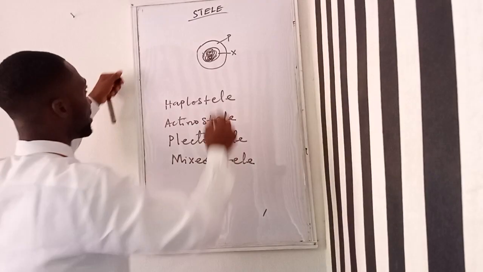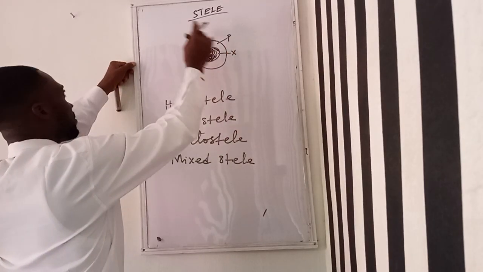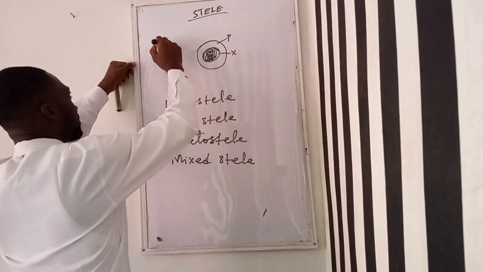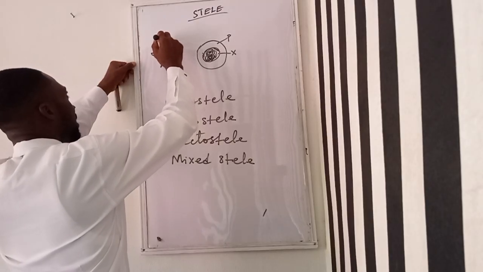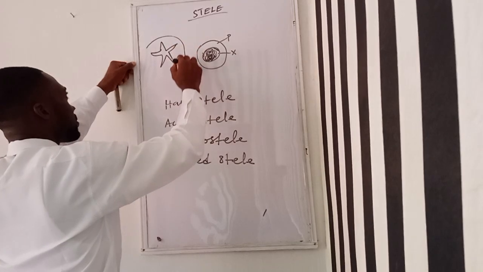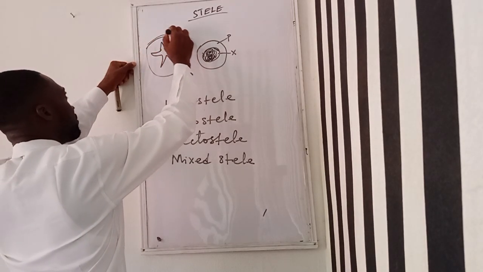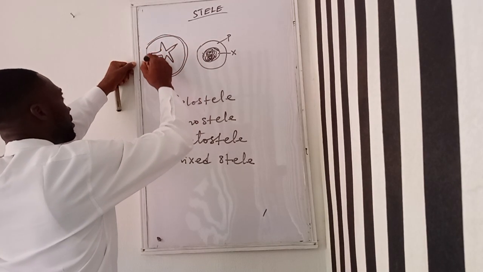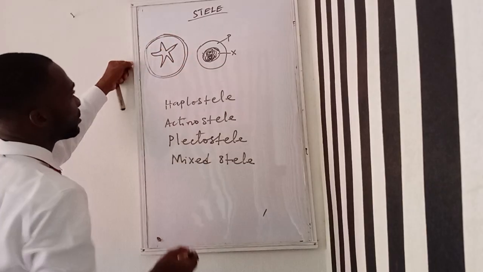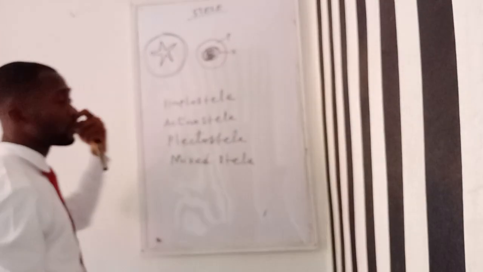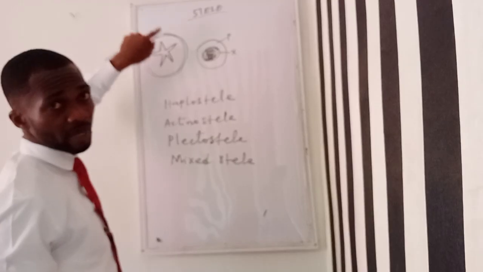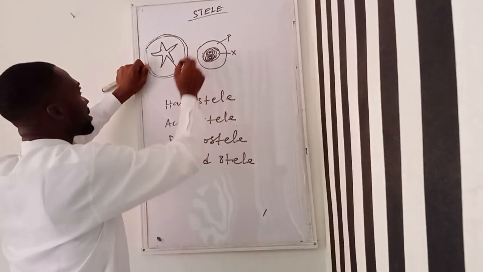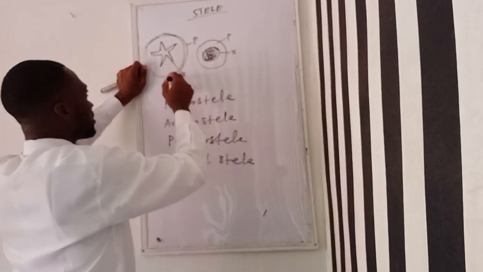Then in the case of actinostele, the xylem appears like a star, then being surrounded by the phloem. So this is the xylem forming the central column. In the case of actinostele, it is then surrounded by the phloem. So this is X, xylem, then P, phloem.